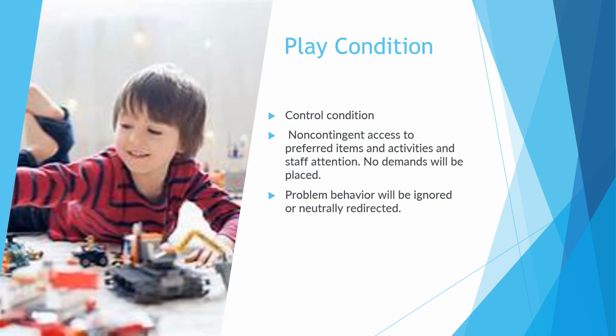Let's first discuss the play condition. So the play condition is our control condition. In this condition, the client will have non-contingent access to preferred items and activities. These items will not be removed. The client will also have non-contingent access to staff attention, and no demands will be placed. Further, any instance of problem behavior will be ignored or neutrally redirected. This is the control condition, the one to which all other conditions will be compared, because the problem behavior is expected to be quite low or non-existent in this condition.